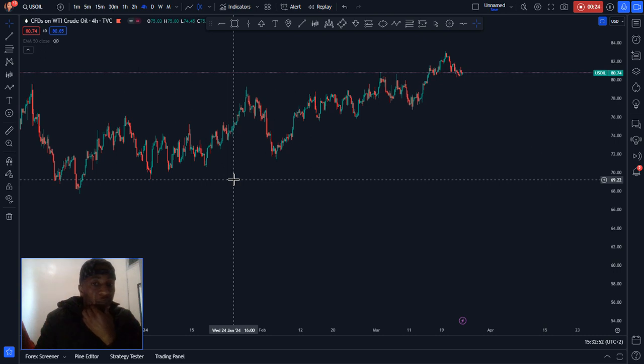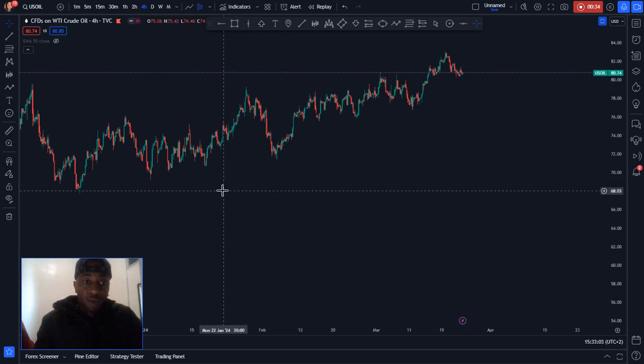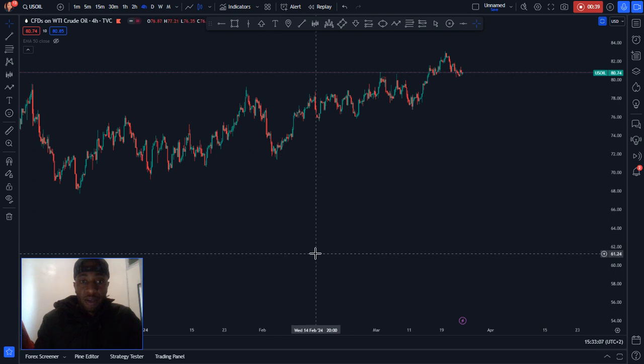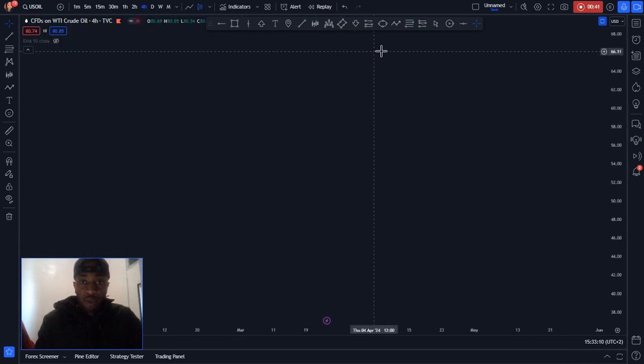How does the market move? We want to concentrate on trying to figure out the impulsive and the correction phase of the market. That is going to be the first part of our strategy. We're just going to make simple drawings for explanation purposes.